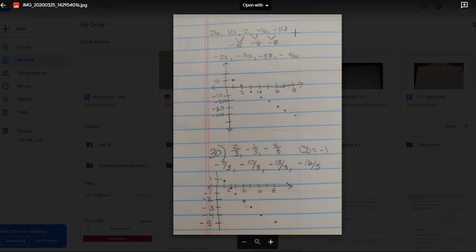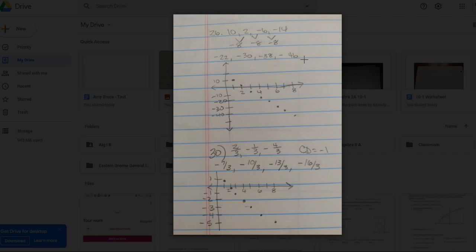So 26 gave you a sequence, and it said find the next 4 terms and then graph them. So they gave you 10, 2, -6, -14. Pretty clear that the change was -8. So the next 4 terms you should have gotten are -22, -30, -38, -46. Okay, so how do you graph that?